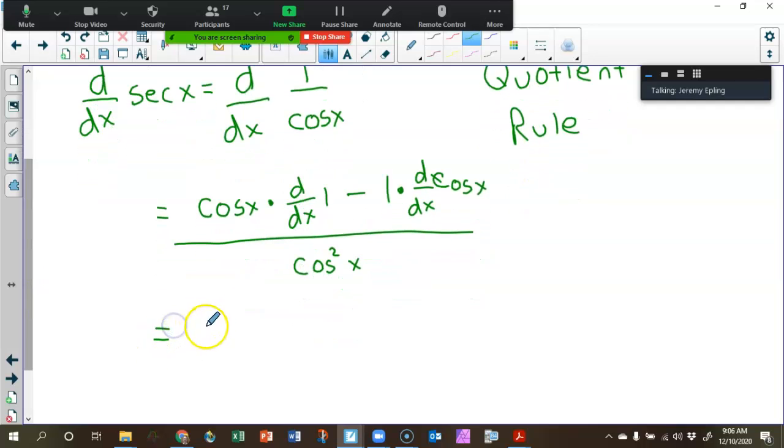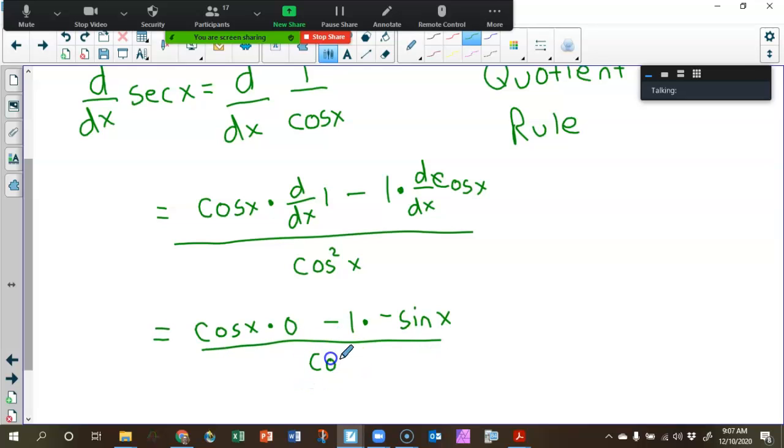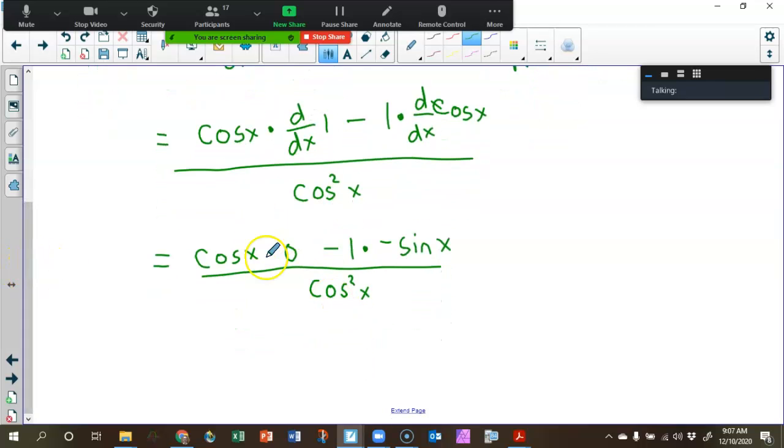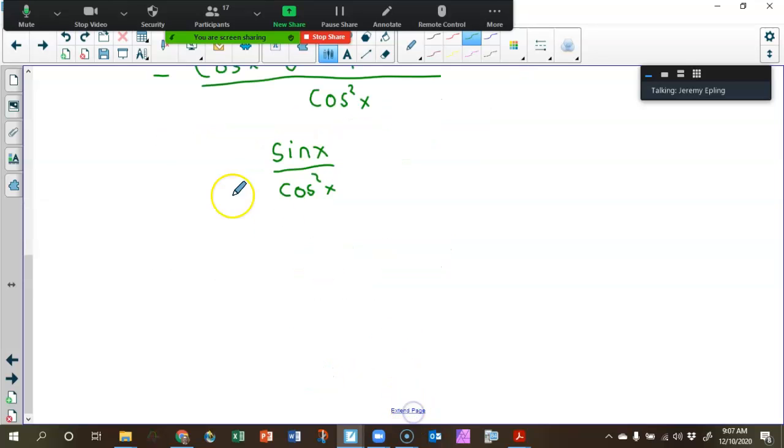All right, so we've got the derivative of 1. Well, that's just 0. The derivative of cosine we just looked at, that's negative sine divided by cosine squared x. Well, cosine times 0 is 0. Minus 1 times negative sine is just sine. And we have the derivative of secant of x is sine divided by cosine squared.